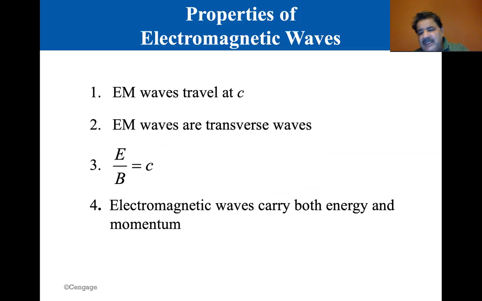E&M waves travel at c, the speed of light, 3.0 times 10 to the 8 meters per second. E&M waves are transverse waves. They're not longitudinal waves. They're transverse waves. E over B is equal to c, and electromagnetic waves carry both energy and momentum. Okay, the ratio of the electric field to the magnetic field in an E&M wave equals the speed of light. Okay, so those 4 properties, any one of them would be eligible for a quiz question.